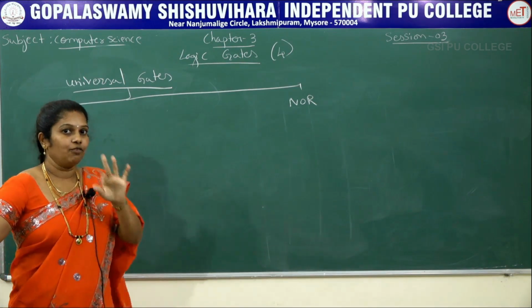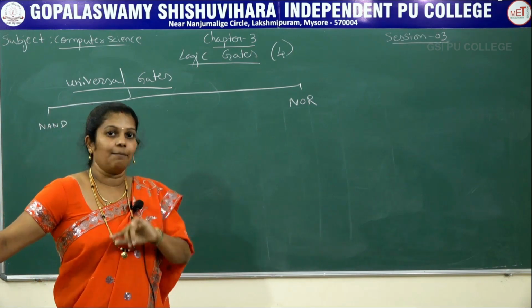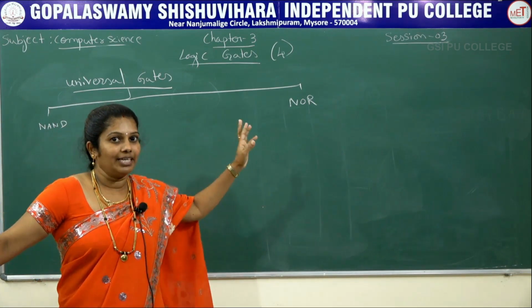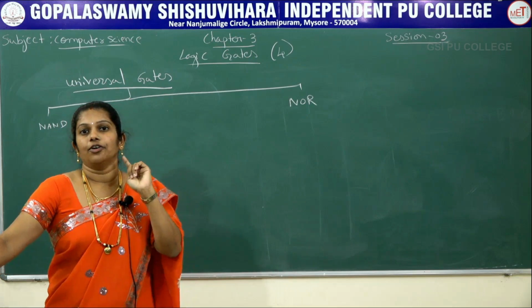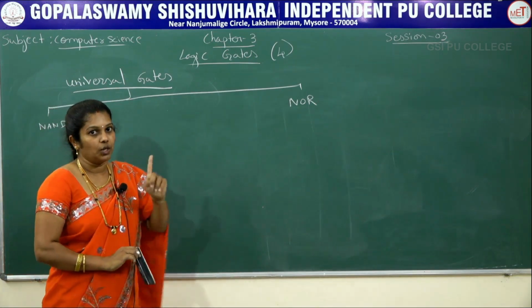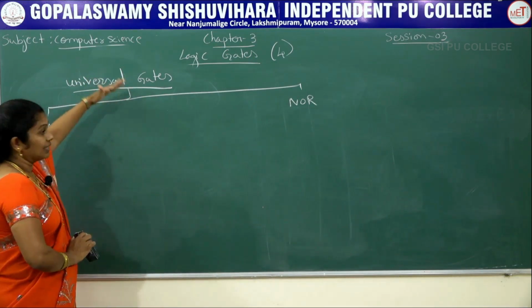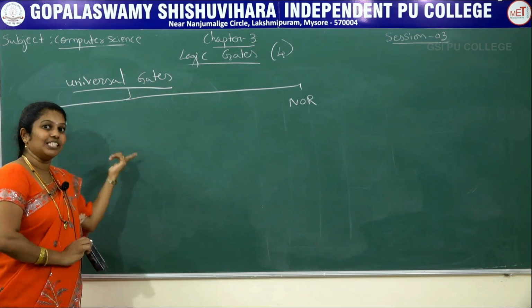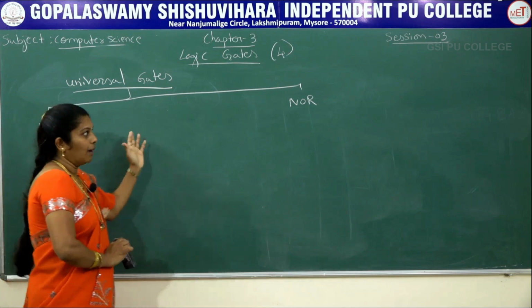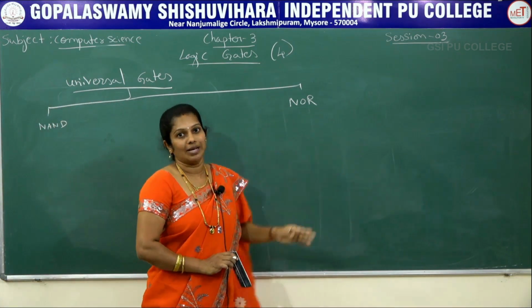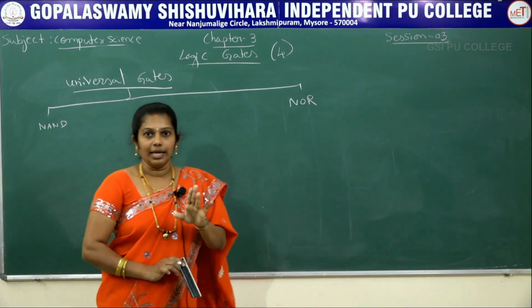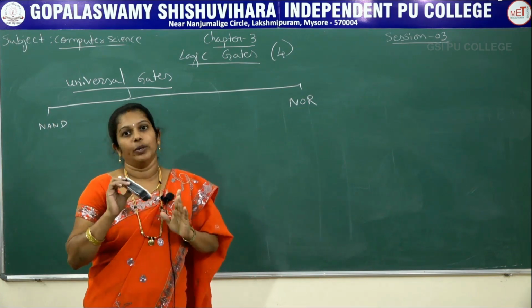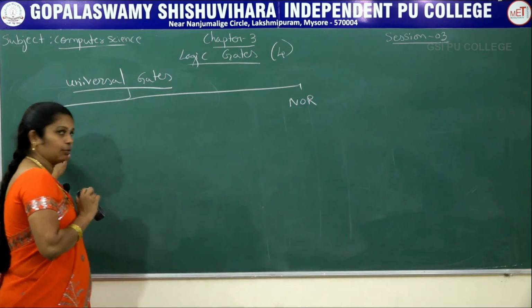In the exam they will ask for 3 marks, whereas in the beginning itself I told you the total weightage of this chapter is 4 marks. Out of 4 marks, 3 marks for 1 question, 1 mark for 1 question. For 3 marks in the exam they are going to ask: prove NAND gate is a universal gate or prove NOR gate is a universal gate. At that time write the circuits, then you will get full marks. Now I am going to explain one by one.